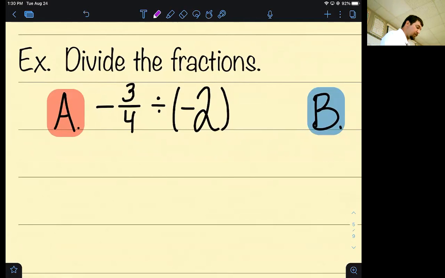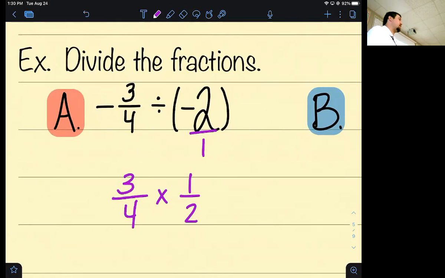-2 is the same as -2 over what? 1. Now we're going to keep, we're going to change to multiplication, and we're going to flip to 1/2. And by the way, the negatives are gone. What's 2 negatives make? Positive. Don't waste your time with it. Do you see anything that cancels? 3 and 2, 3 and 4, anything cancel?